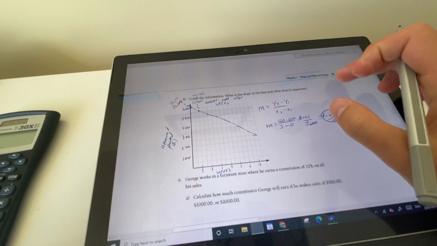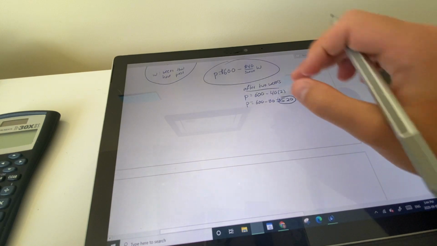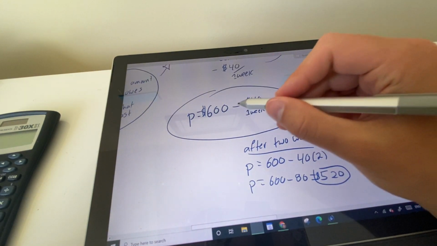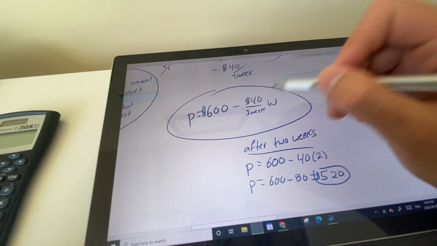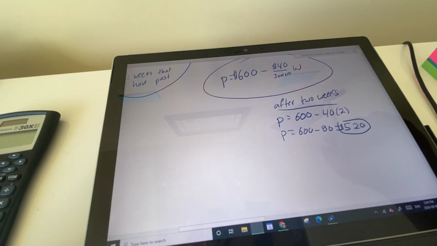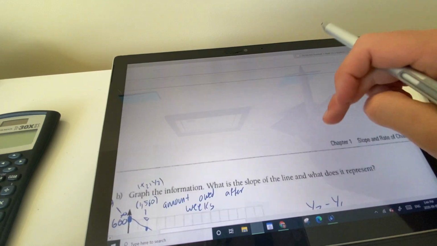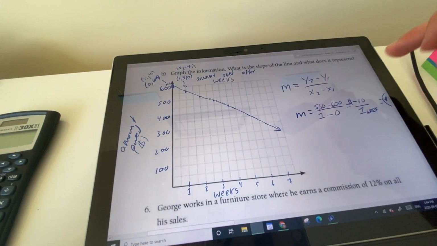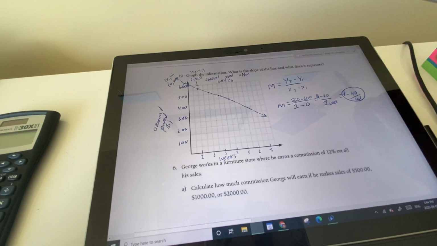Well, didn't we see that somewhere? That is in our equation here. Negative 40 over 1 week. This equation, P equals 600 minus $40 per week, is actually this graph here, which is kind of neat, okay?